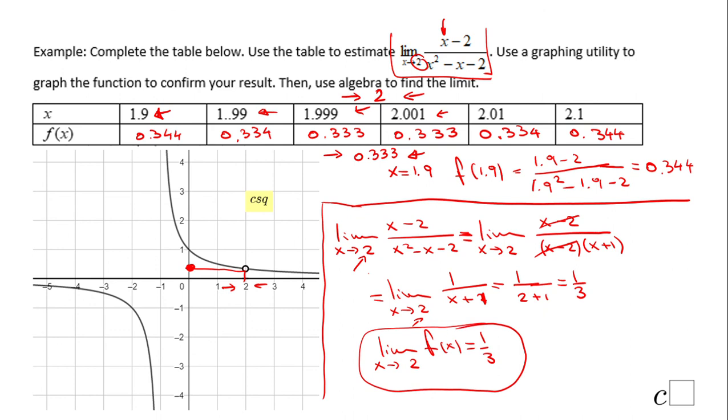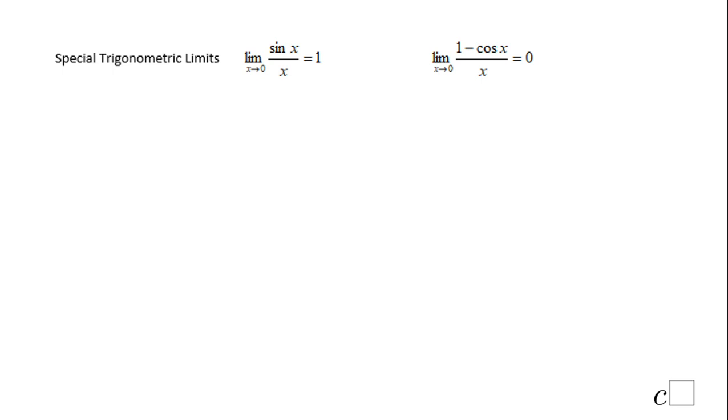And you see here the three ways. Like I said, the best one is the algebraic way. When you can use it, use it. And in this one, the algebraic way is factoring. Let's take a look at some special trigonometric limits.